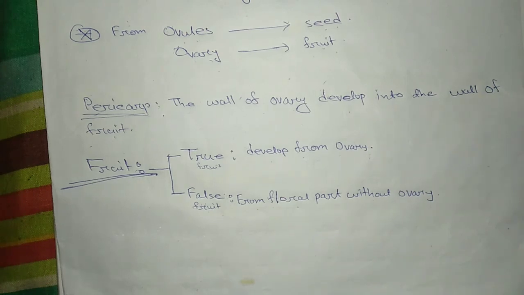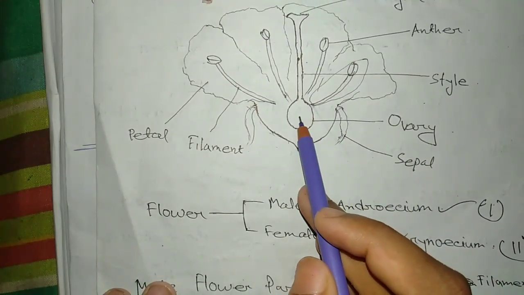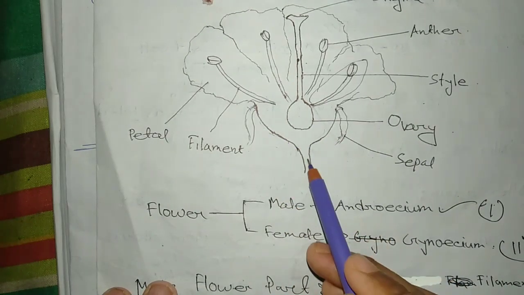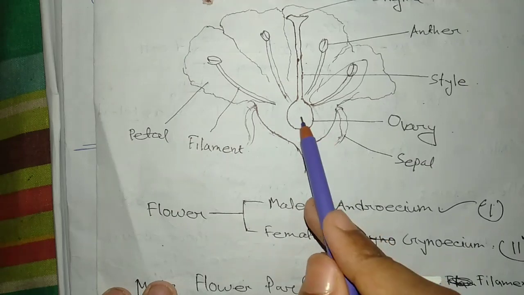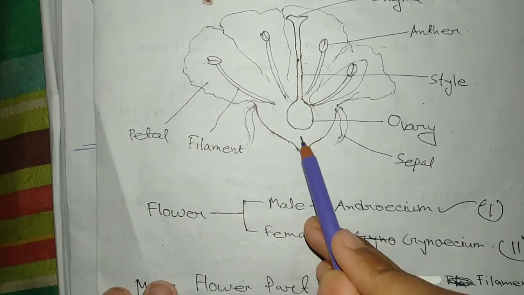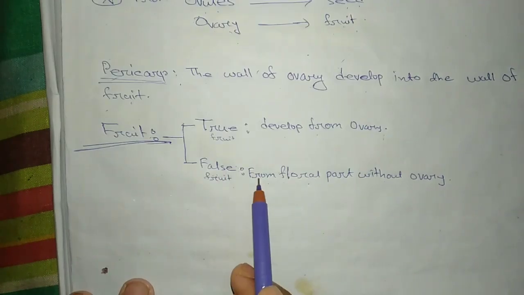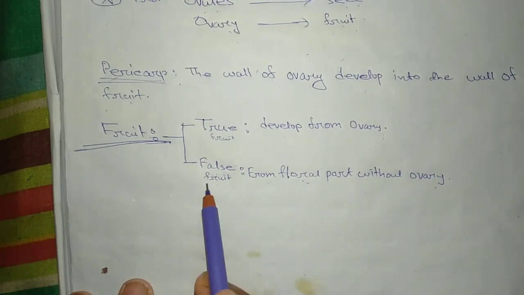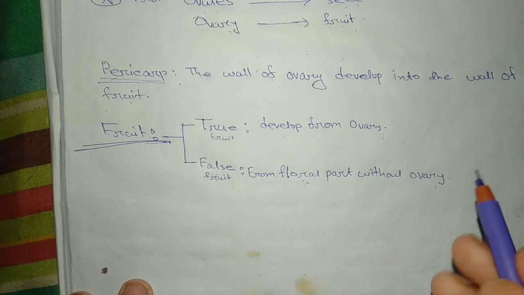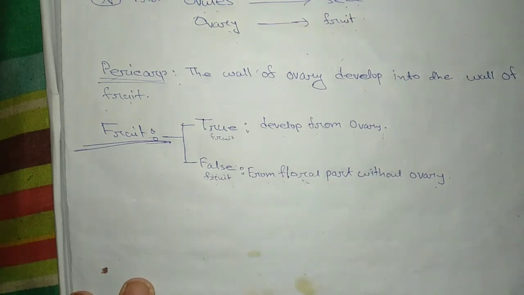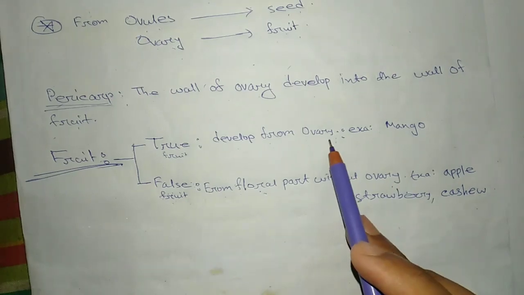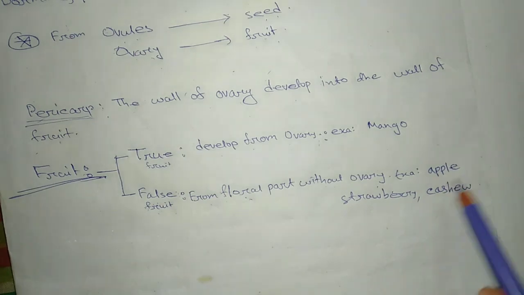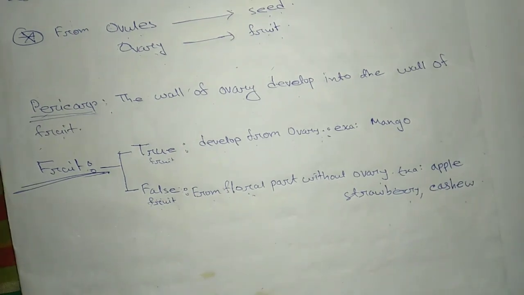That means this is ovary. If fruit forms from this part, and this is floral part, without ovary, if fruit is formed from here, this is known as false fruit. From floral part without ovary is known as false fruit. Examples: true fruit, mango; false fruit, apple, strawberry, cashew.